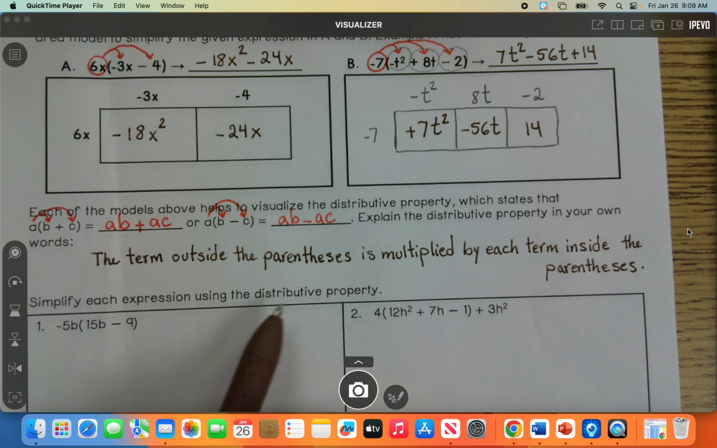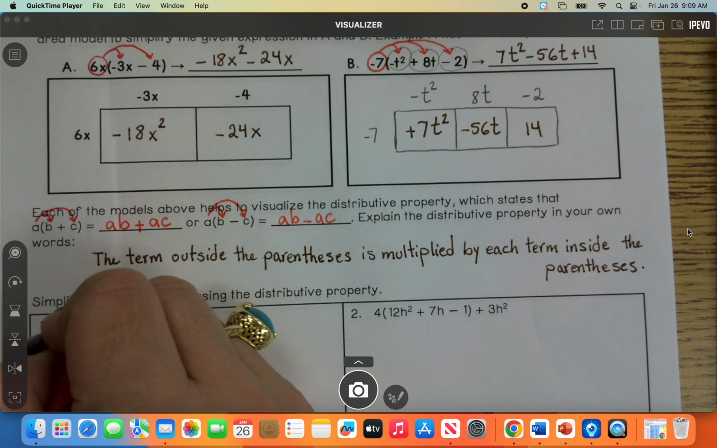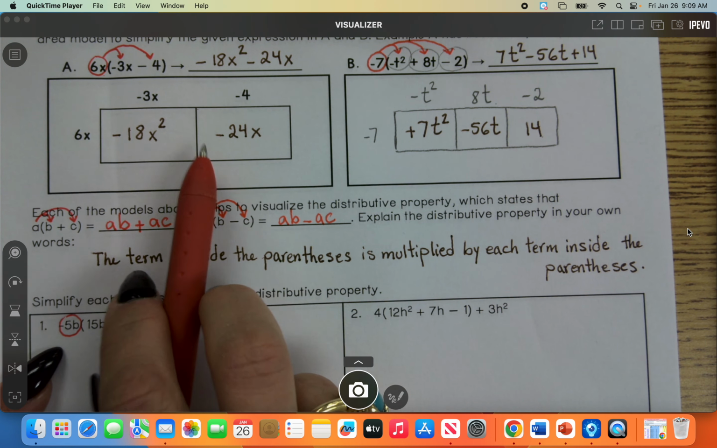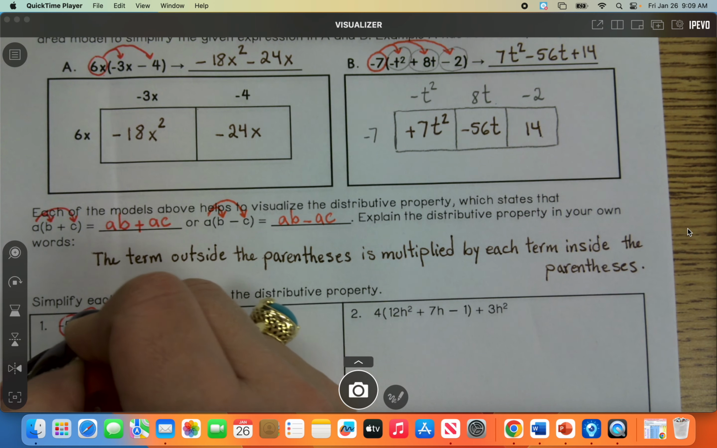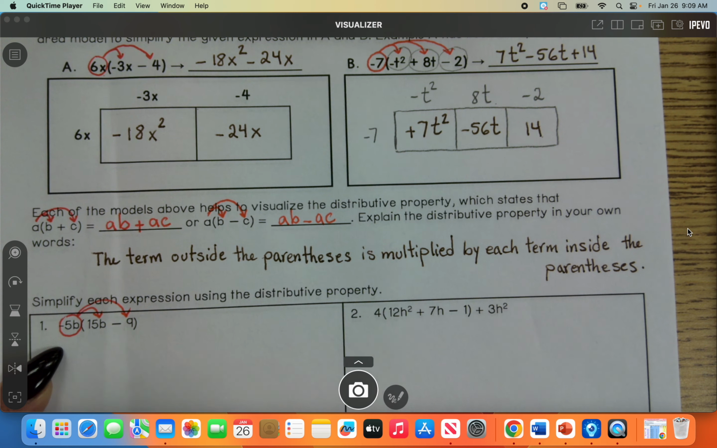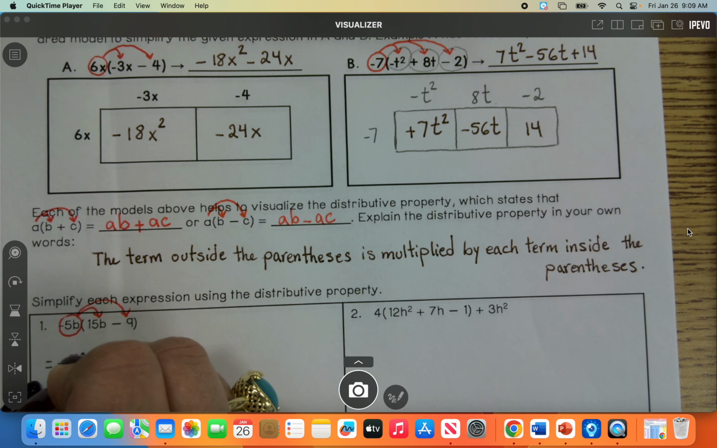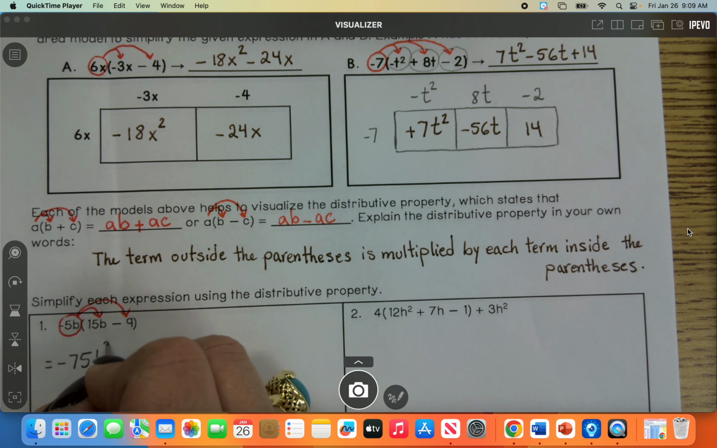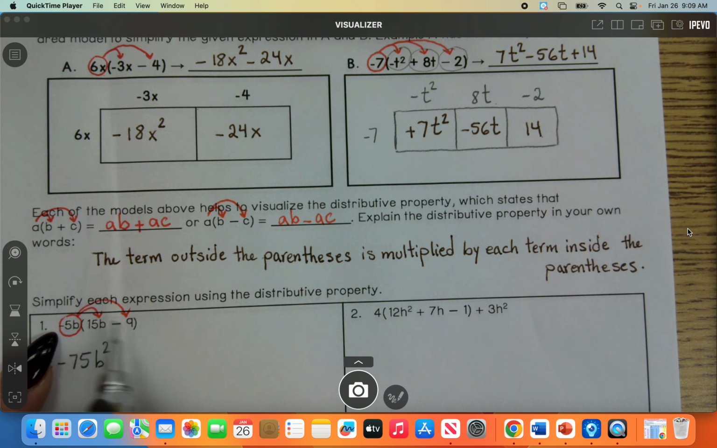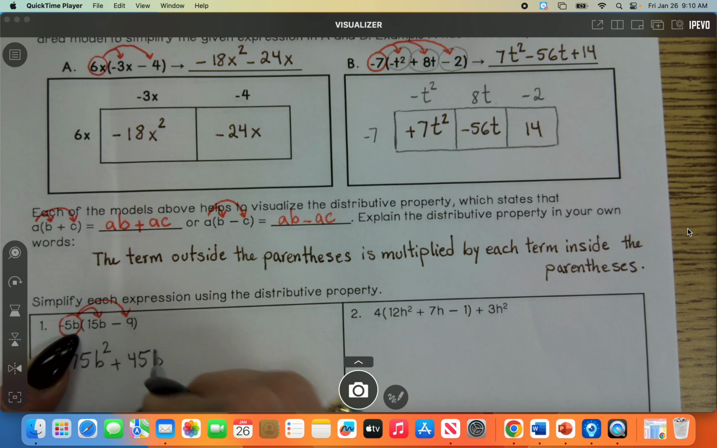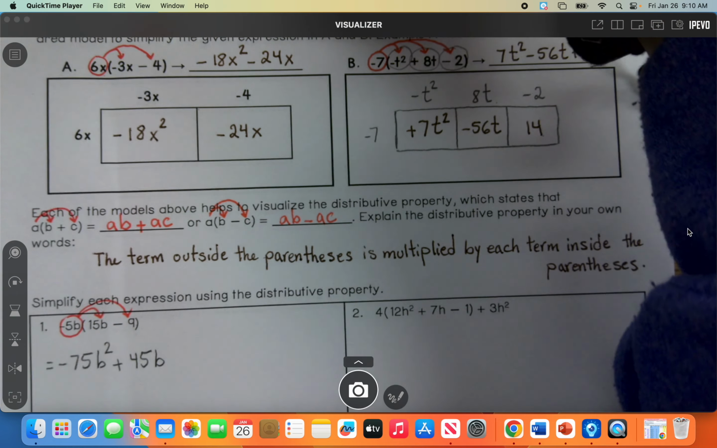Simplify each expression using the distributive property. Okay, so over here, I'm simply going to use my distributive method. If you want, you can use that method, but I'm just using this method. And I'm saying this multiply that, this multiply that. So I would get negative 5 times 15 is negative 75. B times B is B squared. Then I'm multiplying this to this. Negative and negative is positive. And it would be 5 times 9 is 45. And we have only one B. That would be my answer.